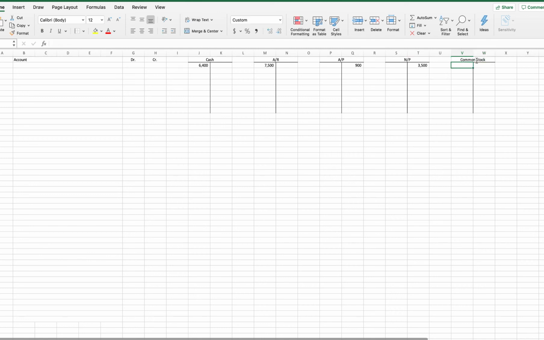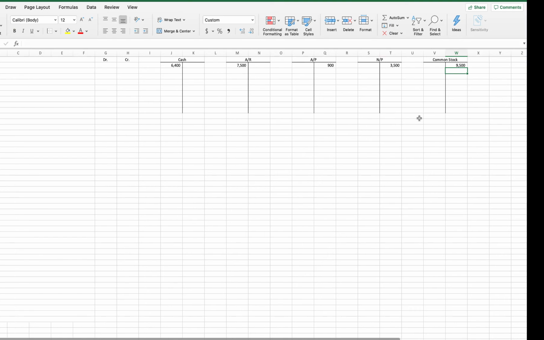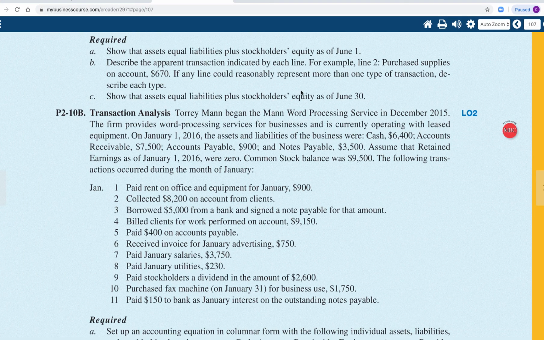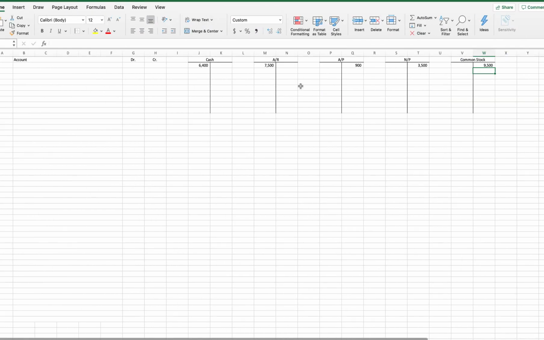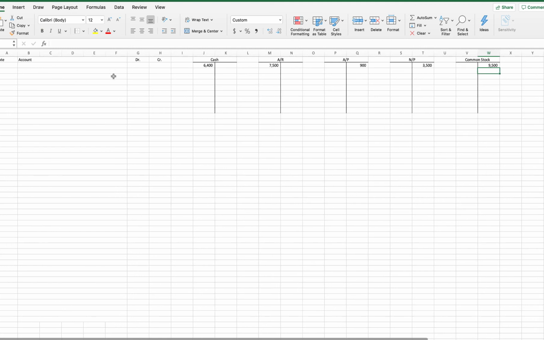Common stock is an owner's equity account, right? So how do I increase common stock? Well, guess what? I increase it with a credit. I decrease it with a debit. Credit is the normal balance side for my common stock. So I'm going to type in my $9,500, which is what it was, and we're good to go, okay? So we have our beginning balances, right? What we need to do now is start doing our journal entries, okay?